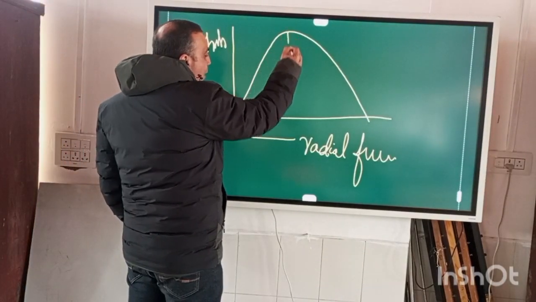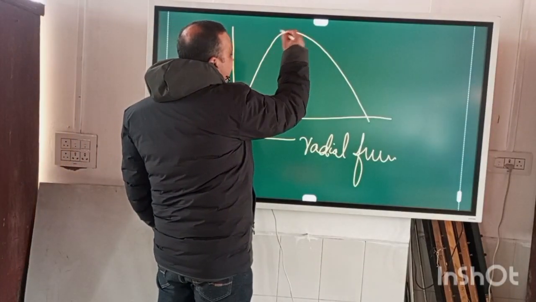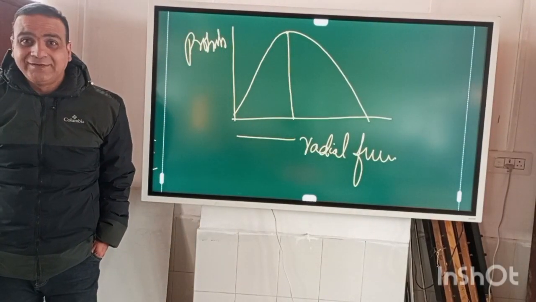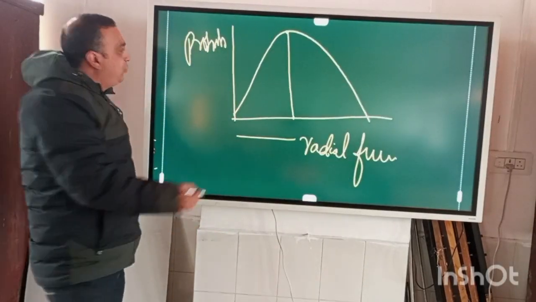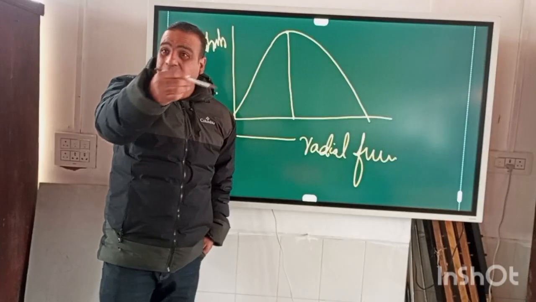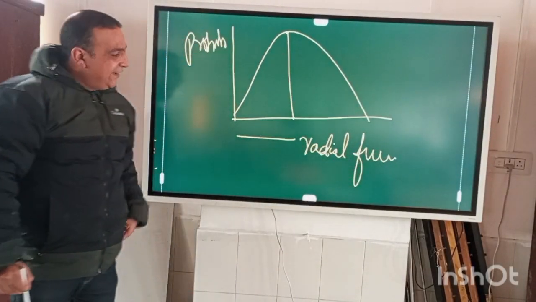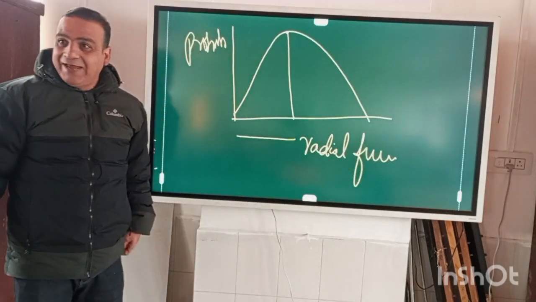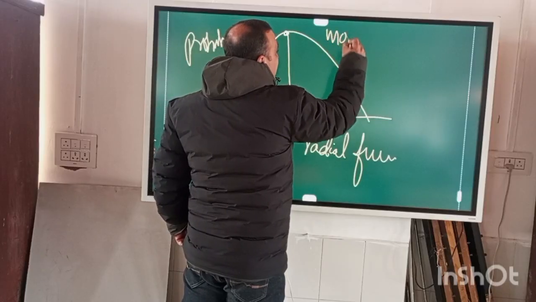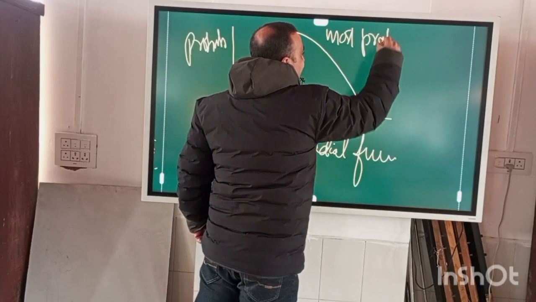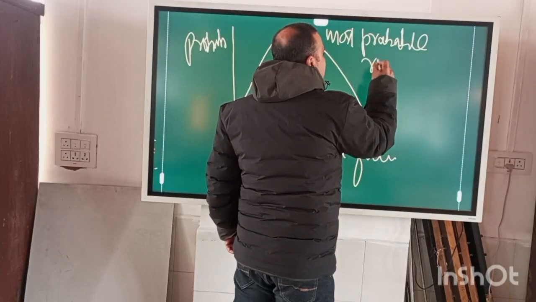Now, what will you call this point for this graph? This is a maximum. It's a maximum. And on this graph, everywhere you have the probability of an electron being there, because the x-axis of this graph is the radial function, right? So this is the most probable radius.